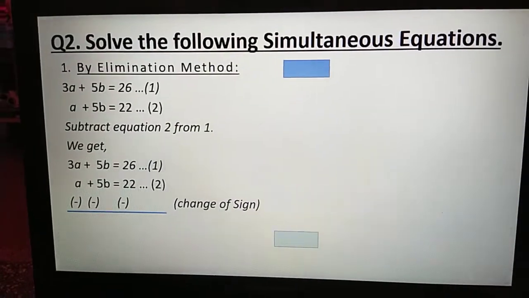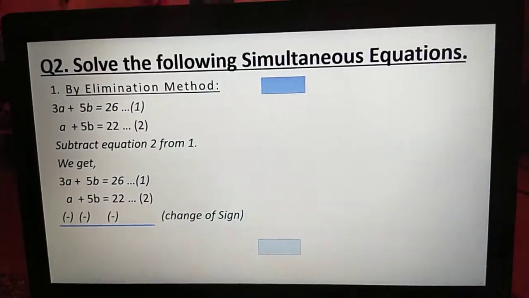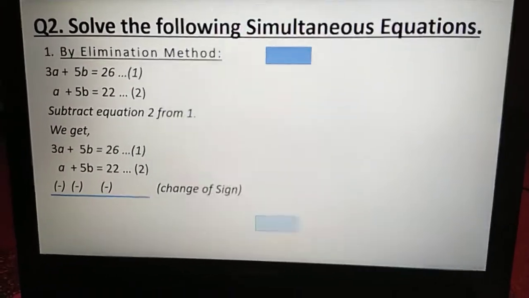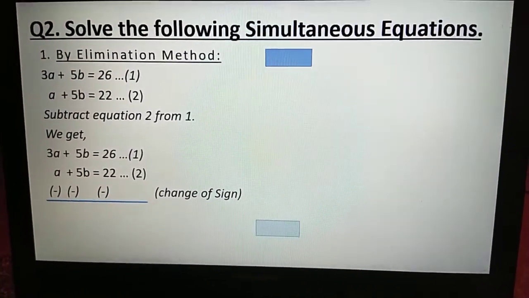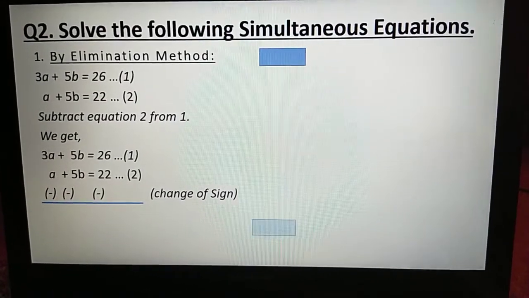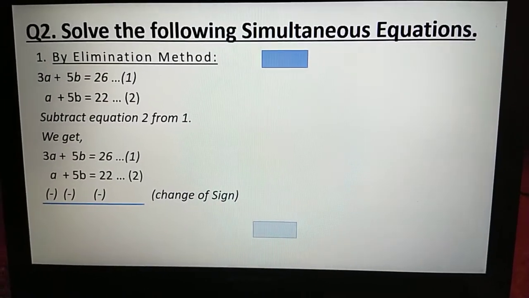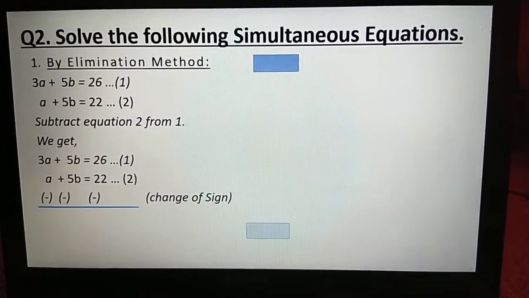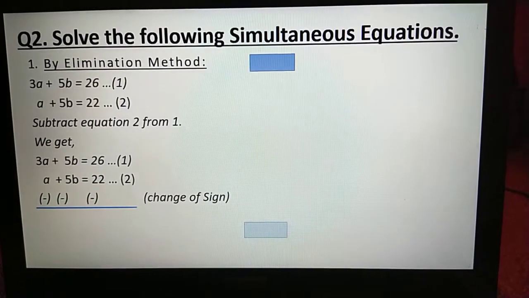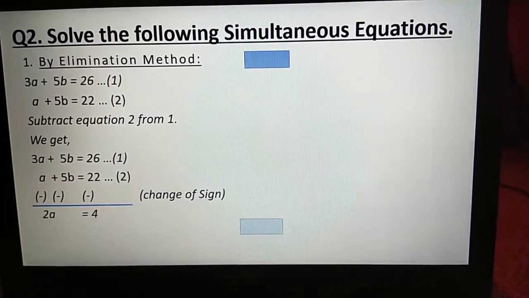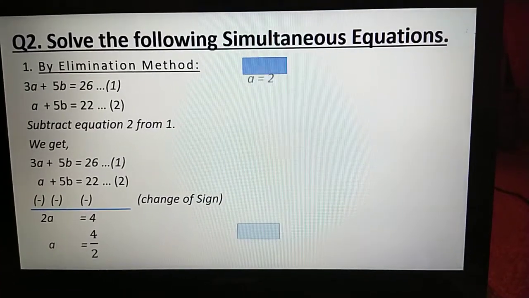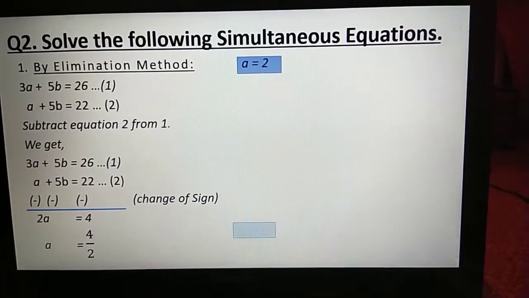So you get the answer as 3a minus a, and 5b minus 5b will be cancelled, and 26 minus 22 will be 4. So you get the answer as 2a is equal to 4. So a is equal to 4 upon 2. So a is equal to 2.